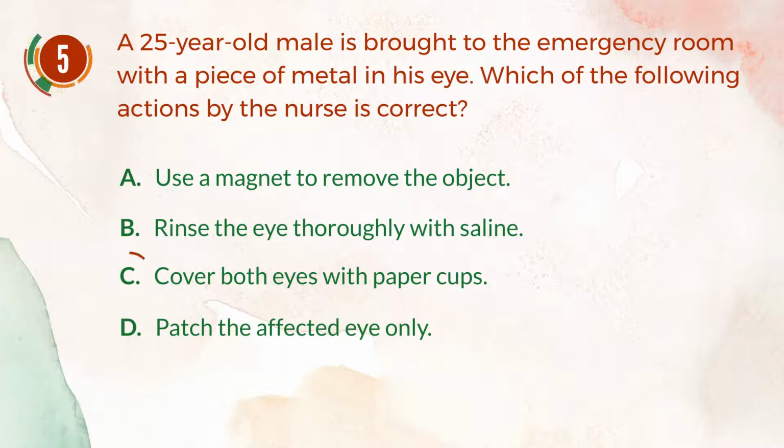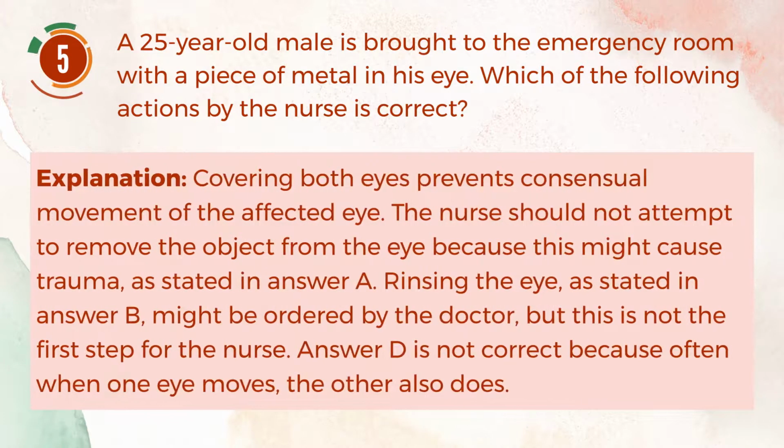The correct answer is C. Cover both eyes with paper cups. Explanation. Covering both eyes prevents consensual movement of the affected eye. The nurse should not attempt to remove the object from the eye, because this might cause trauma, as stated in answer A. Rinsing the eye, as stated in answer B, might be ordered by the doctor, but this is not the first step for the nurse. Answer D is not correct, because often when one eye moves, the other also does.